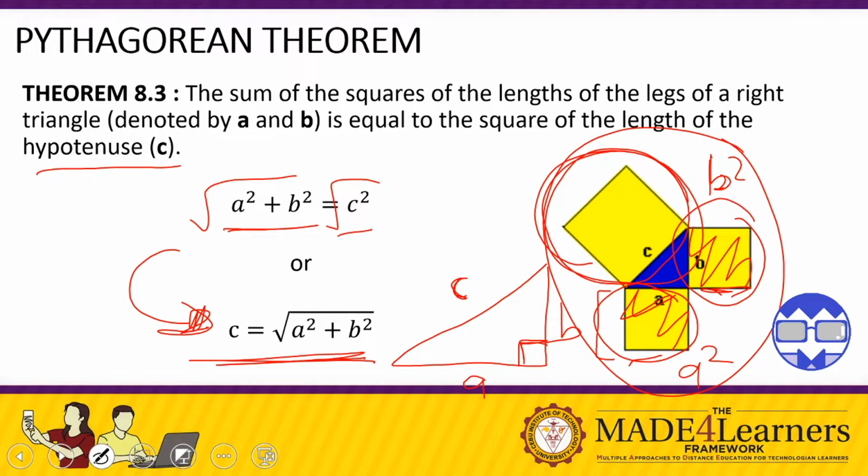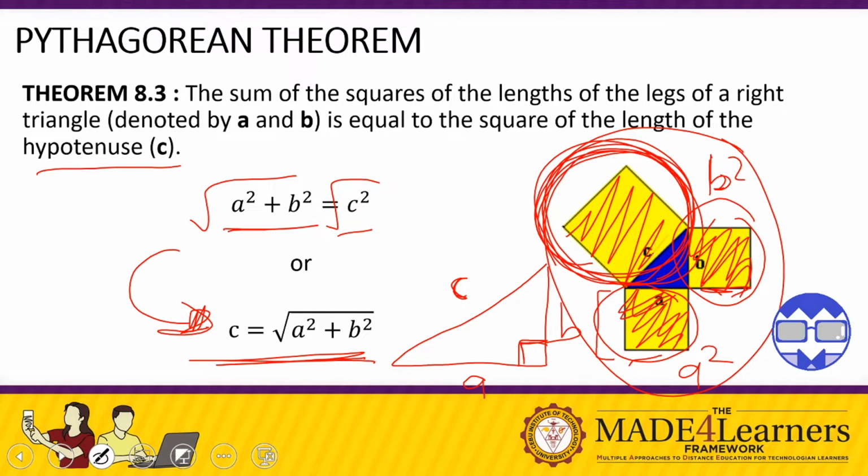Okay, it's just the same as the area of the square at C. The sum of A squared and B squared is just equal to the area of the square at C.